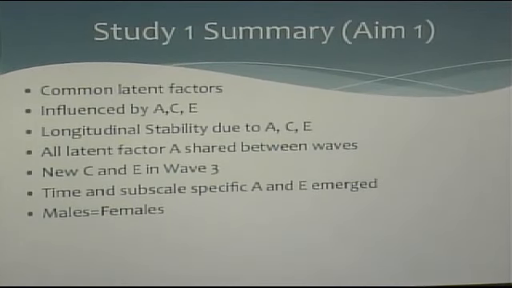we see common latent factors, so estimated factors of antisocial behavior, that are influenced by A, C, and E each. There's longitudinal stability, that is, the things that relate these two are A, C, and E types of influences. There's new C and E that emerges in wave 3, but there's new environmental influence, both shared and non-shared, that emerges in wave 3, but all of the genetics on this common factor is actually shared between the two waves, so it is a major part of the stability between them. Time and subscale specific A and E also emerge, the things that differentiate aggression and delinquency across time. And again, it was possible to equate males with females. That produced the best fit of the data.